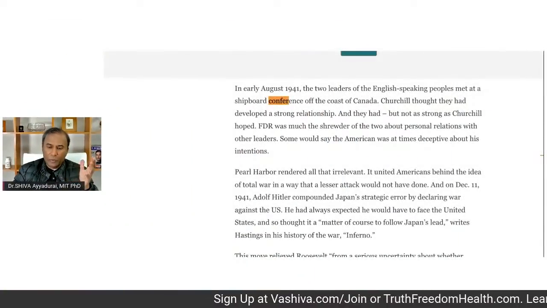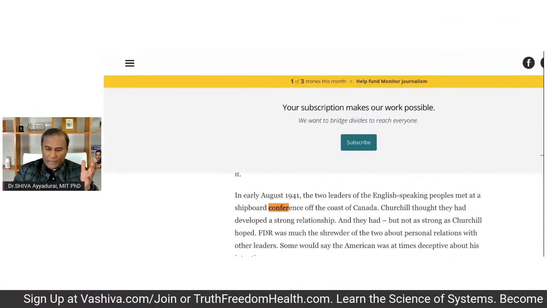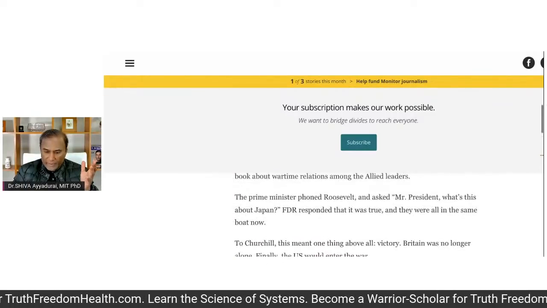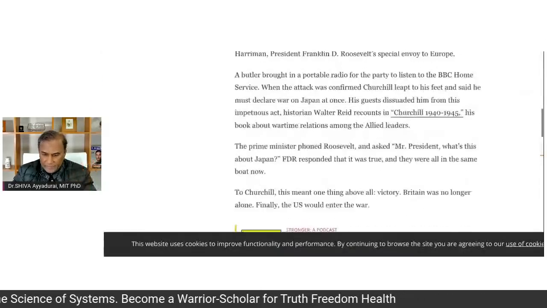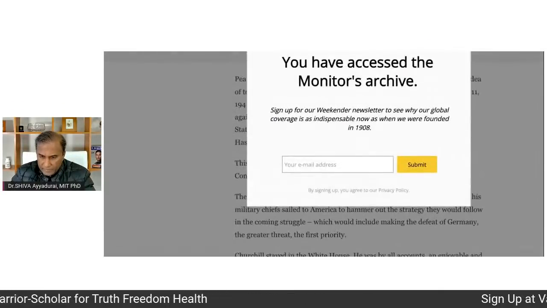And if you read this article, it talks about the level of wooing, okay, if that's the right word, that FDR was doing. And the article talks about, let me bring it up here. Let me see this here. Sorry about this.